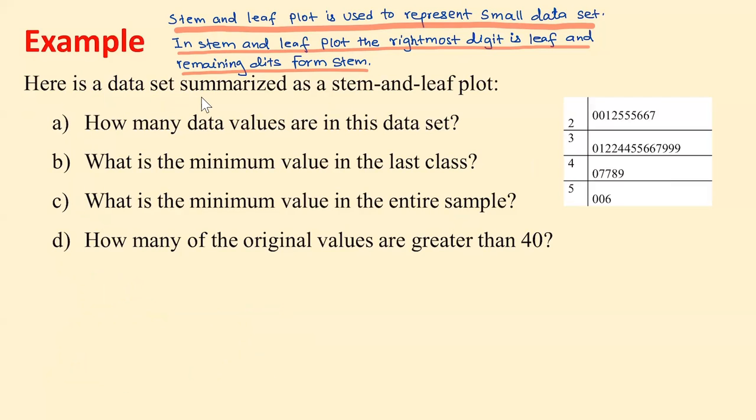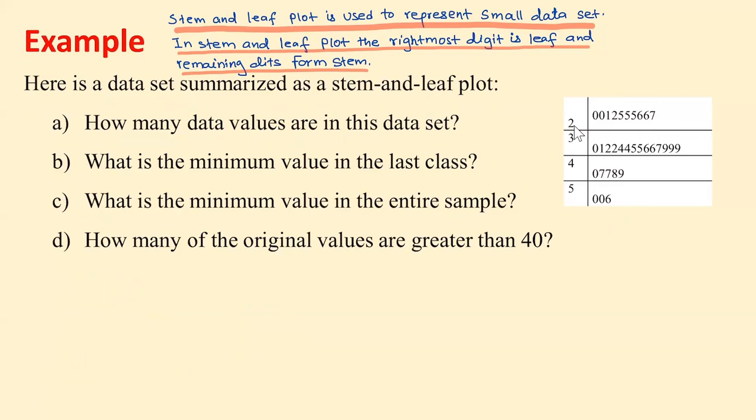Here is the data set summarized as a stem and leaf plot. So data is given here in the form of stem and leaf. Clearly, these are the leaves, and whatever we have here in front, they are the stem. We need to answer these questions. The first one is, how many data values are in this set? So we're looking for the total number of data values in the set. Let's see what we can do.